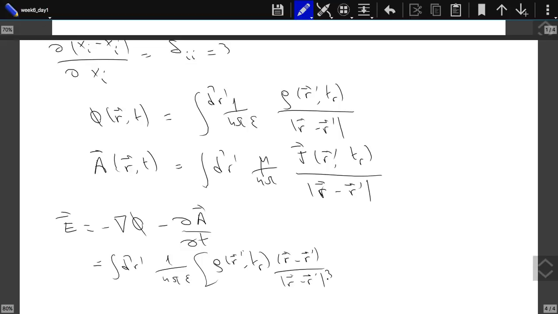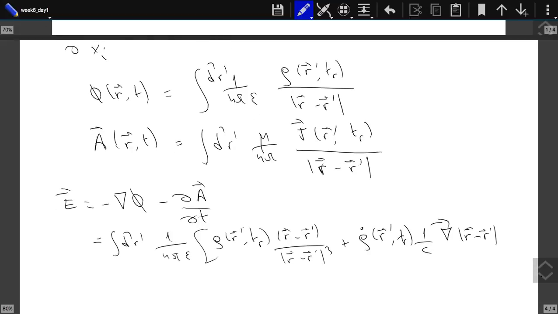Well, this is the familiar expression from electrostatics. So here I just took the gradient of 1 over r minus r prime. But keep in mind that the r dependence is not only in the r minus r prime. Rho also depends on r through tr, the retarded time. So if you take the gradient of rho with respect to r, we would get rho dot (r prime, tr) times 1 over c times the gradient of |r minus r prime|. Well, there is one minus over here. There is another minus in the definition of tr. So that's why there is no additional minus sign.